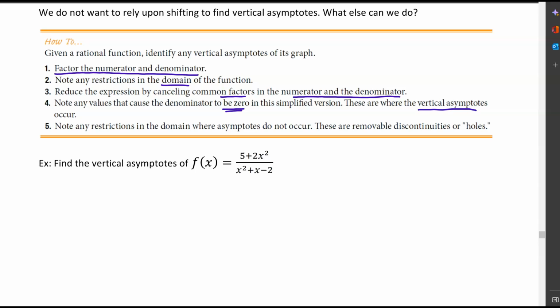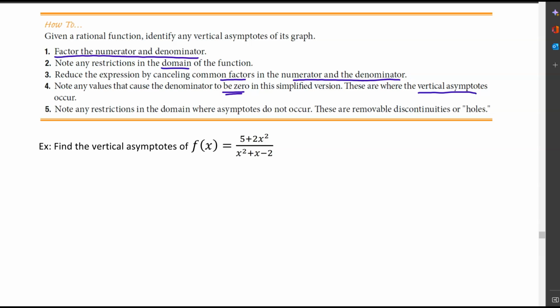So when it says no, any restrictions in the domain where the asymptotes do not occur, these are removable discontinuities or holes. So this would be something that we're going to be looking at as a hole.